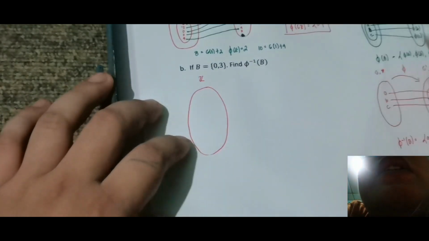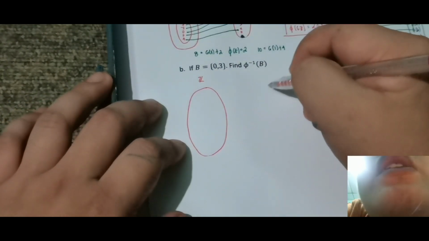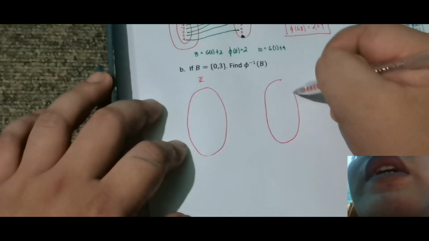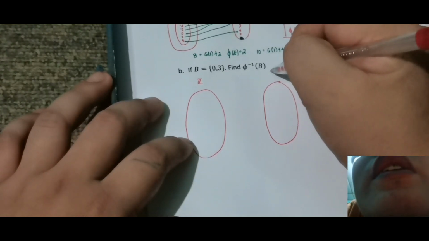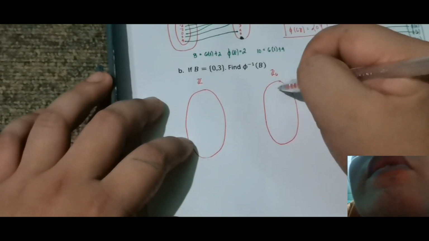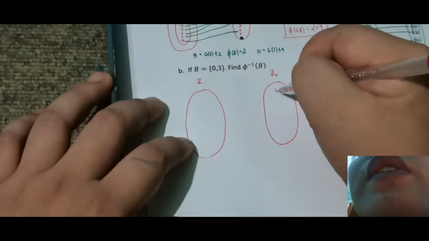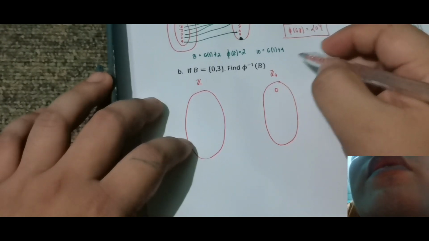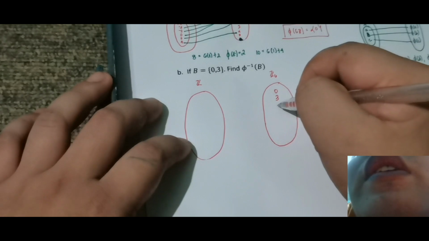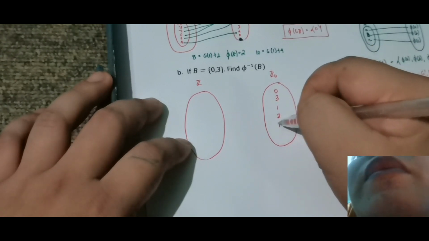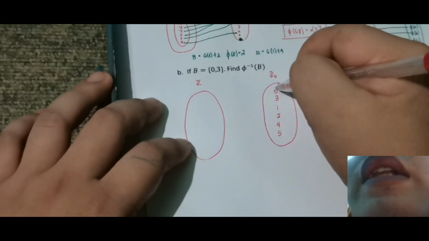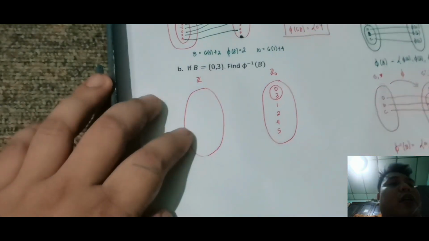So, since yung B natin is nasa inverse na, so dito tayo. Although maliit lang siya. So, this is C sub 6. So, kunyari meron tayong 0, 1, 2, 3, 4, 5. Pagsamahin ko yung 0, 3. Tapos ito si 1, 2, 4, and 5. Kasi ito yung B natin eh. Okay? So, ngayon, ano yung tanong?